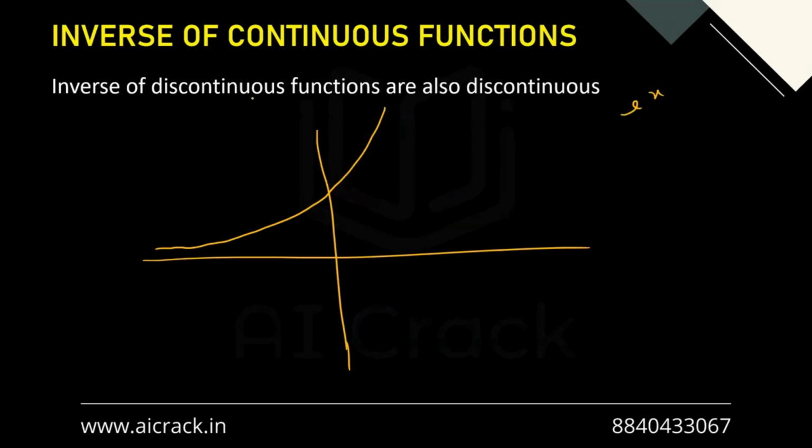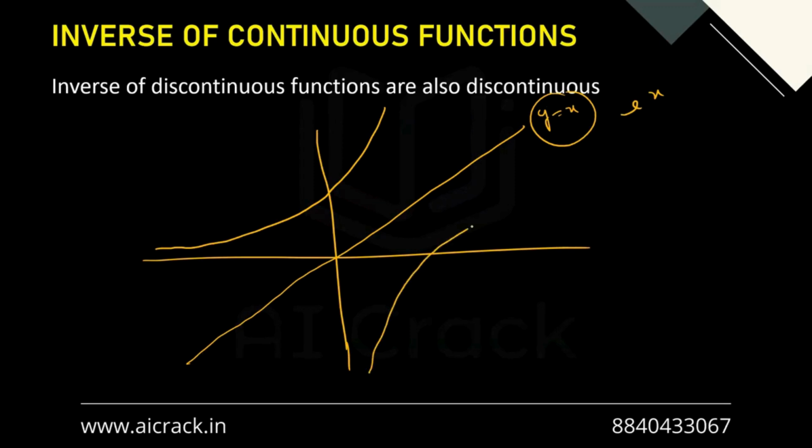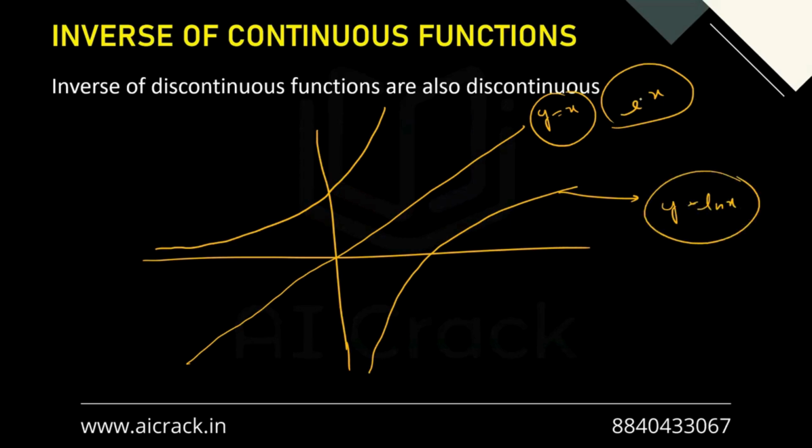Now when we say inverse of a function, we talk about the mirror image about the y equals x line. When we talk about inverse of a function, we talk about the mirror image of that function about the y equals x line. So that would be this kind of graph. And if you find the inverse of this function, you will see that this is y equals ln x. So these two are inverse functions and also mirror images about y equals x.